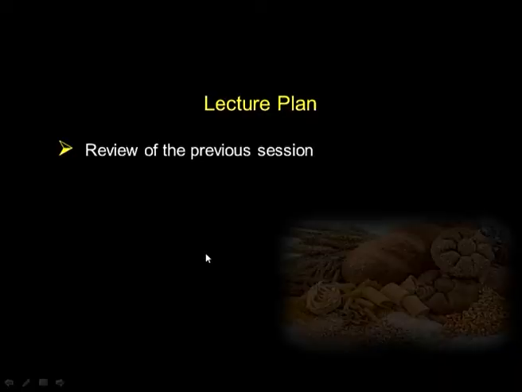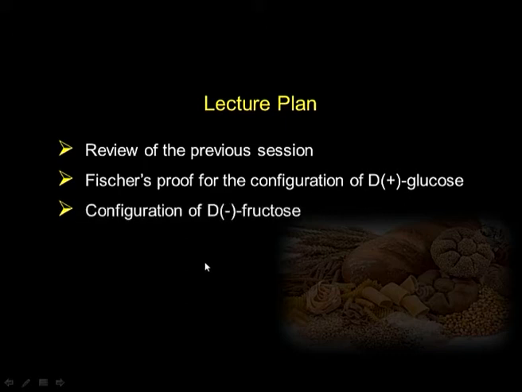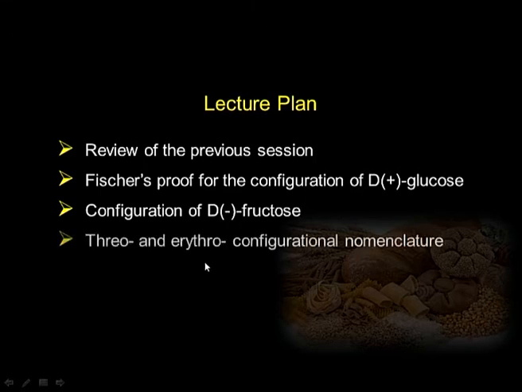Our today's session has been planned like this: first we briefly review what we had done in our previous session, then we will take up Fischer's proof for the configuration of D plus glucose, then we will talk about the configuration of D minus fructose, and finally we will take up threo and erythro configurational nomenclature, and then we will summarize our today's session.